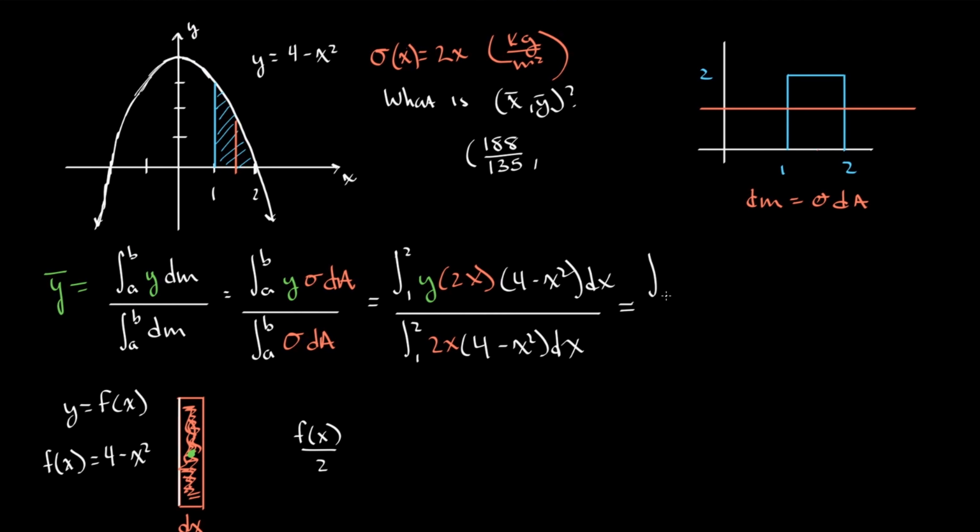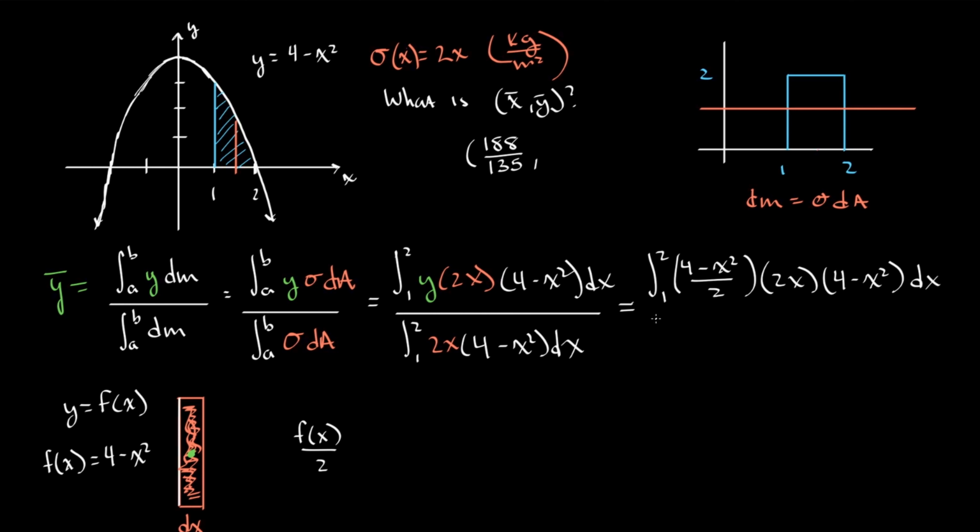So we're going to rewrite these now. It's going to be definite integral from 1 to 2. And now it's going to be f of x, which is (4 minus x squared) over 2. So that's exactly what we have right here, okay? And then times 2x times 4 minus x squared dx.